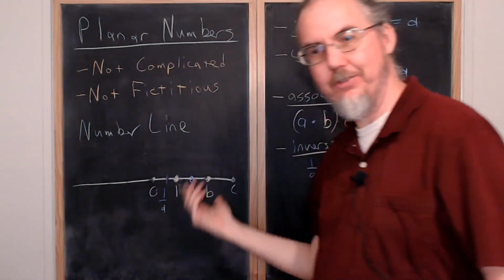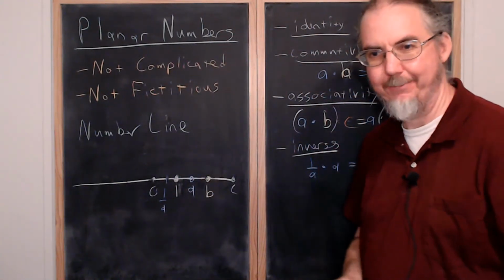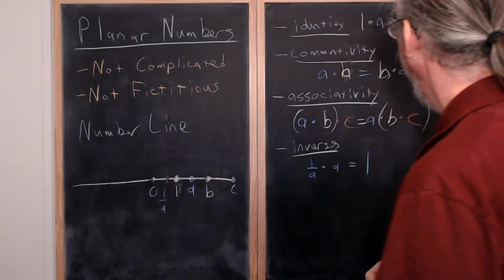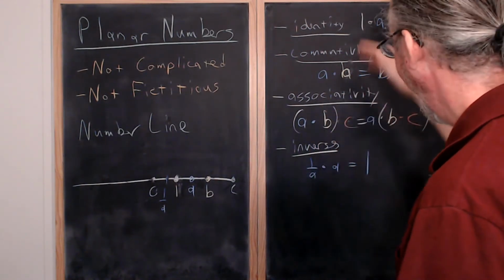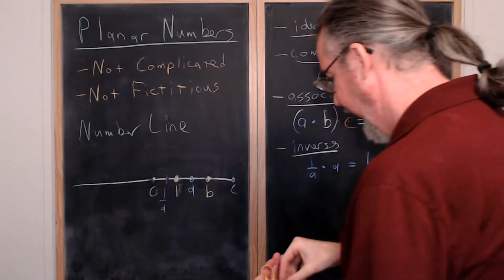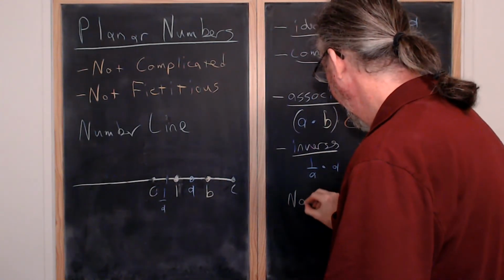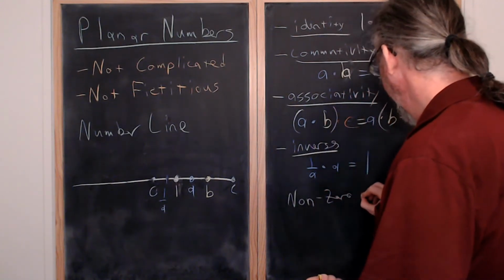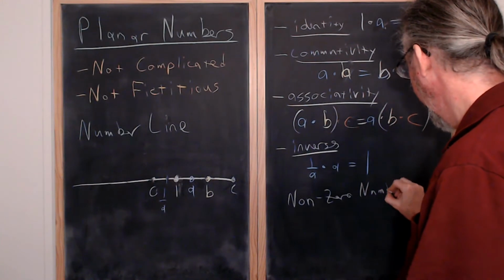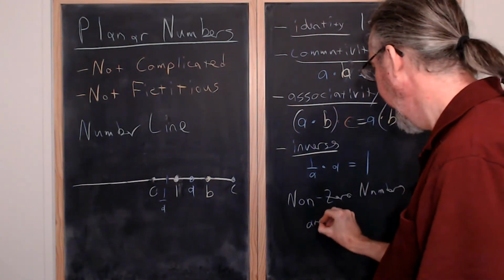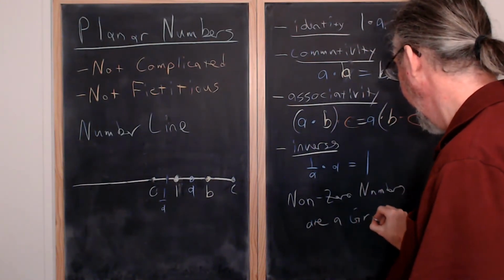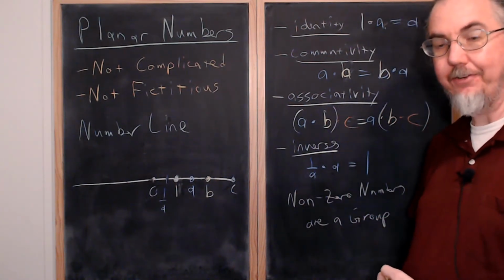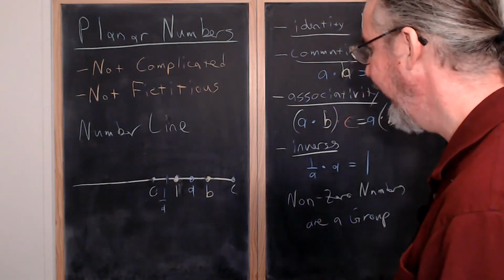So negative numbers flip the signs, which is a very geometric picture of that very common notation. So we have that the non-zero elements, this tells us that the non-zero numbers are a group under multiplication. And in fact, we have a further property.